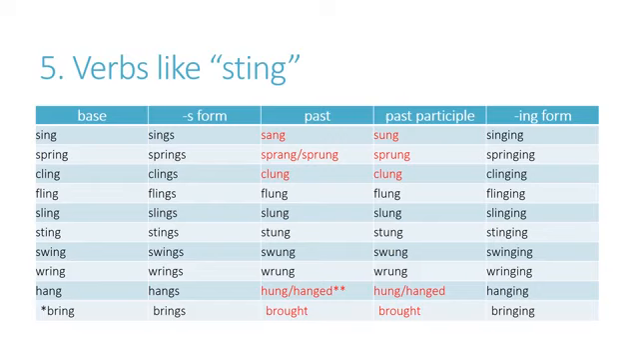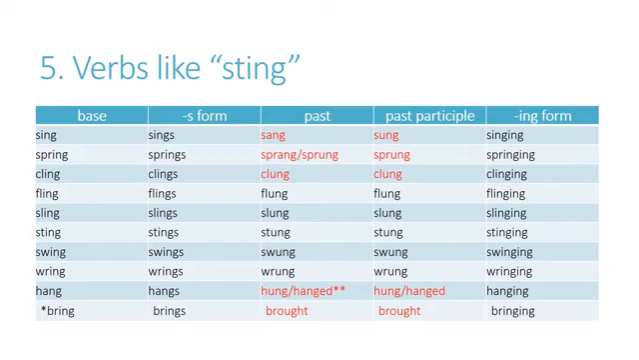Now you'll notice that the difference here is that in the past tense and the past participle, the sounds are the same. With sing, sang, sung, the past is different from the past participle. With cling, clung, clung, the past and the past participle are the same. So you have things like fling, flung, flung, sling, slung, slung.